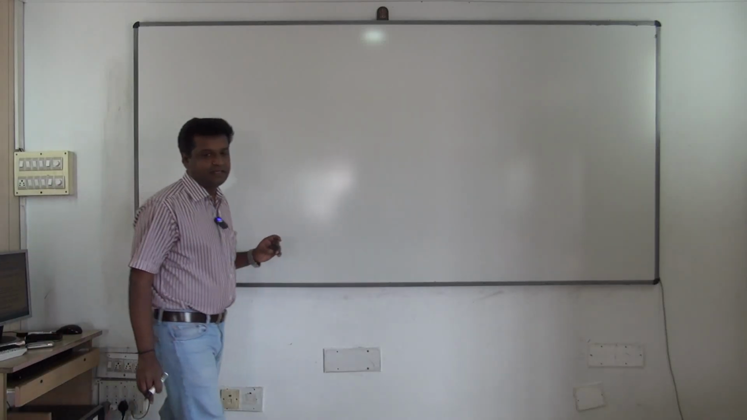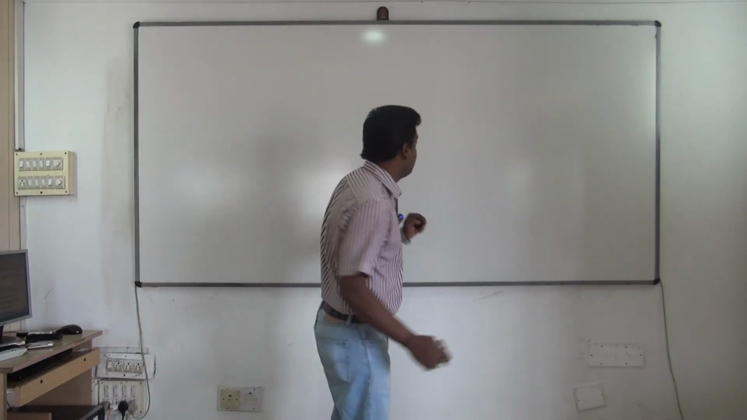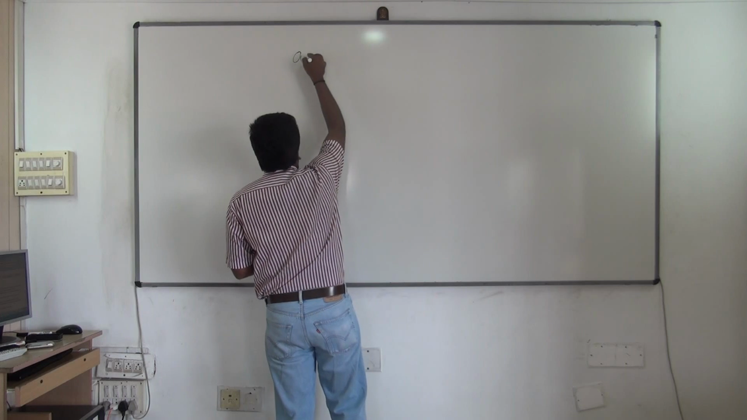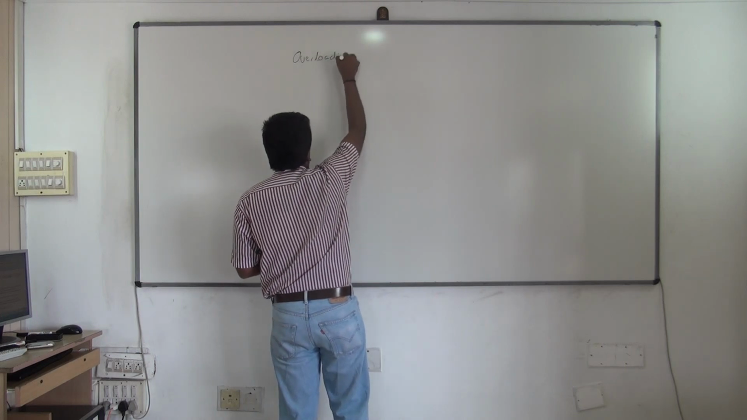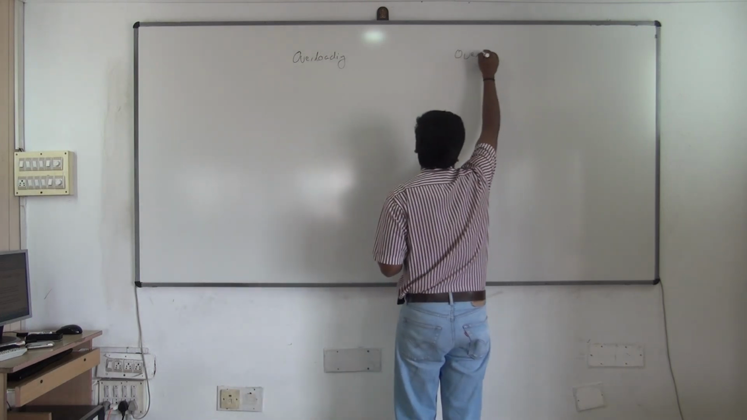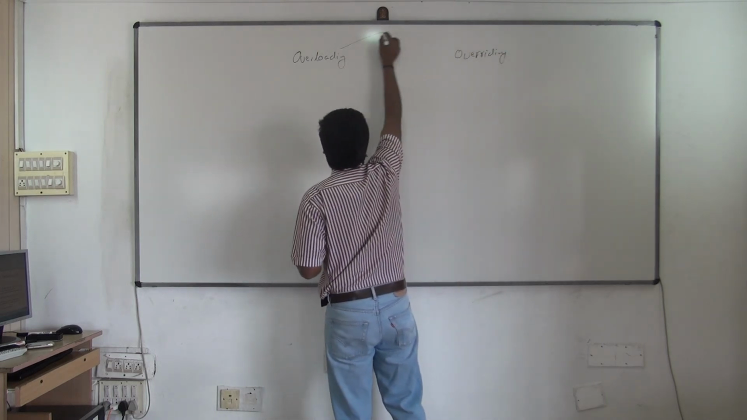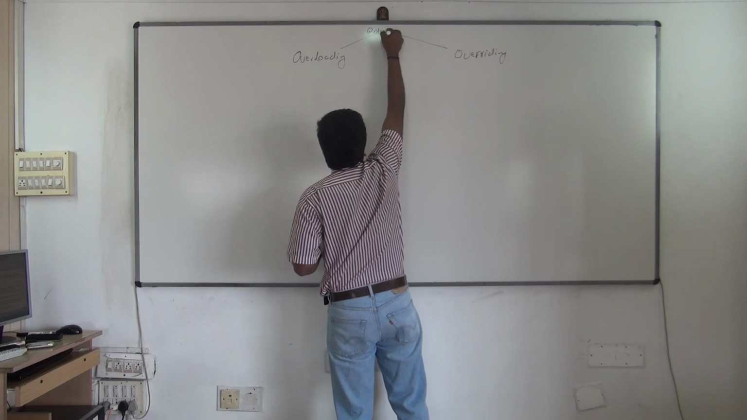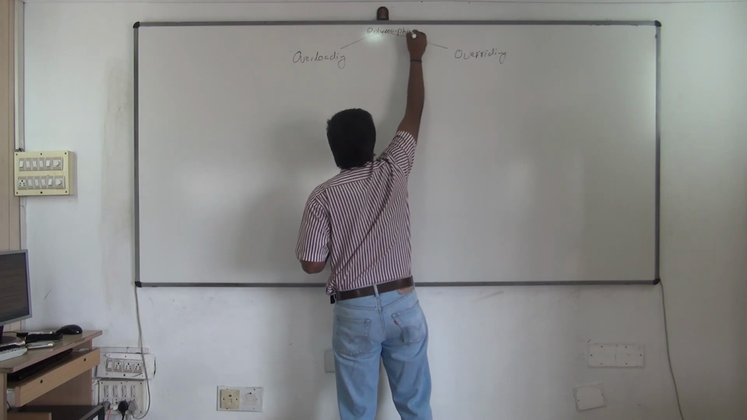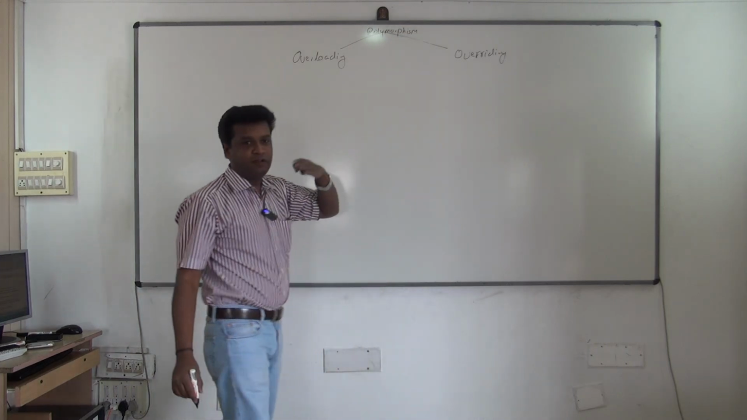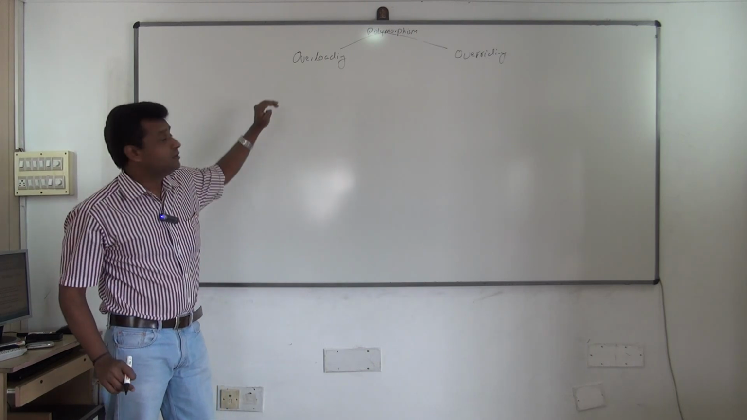Okay, we'll summarize these topics also now. Overloading and overriding. See this. One side you have got overloading, other side you have got overriding. Both are polymorphism only. Polymorphism means what? One name, many forms. Name will be same, but you'll have different forms.